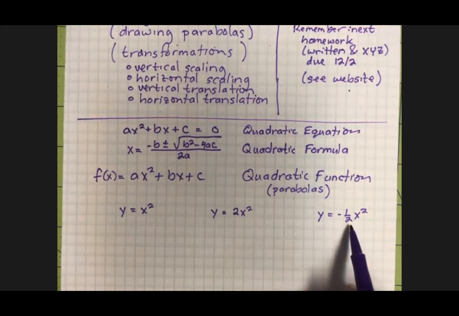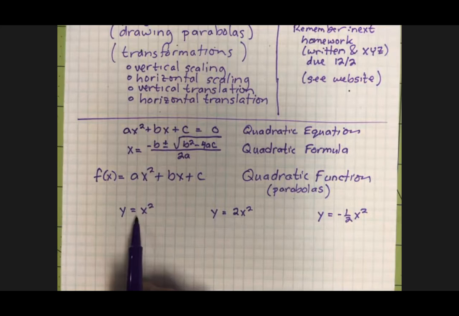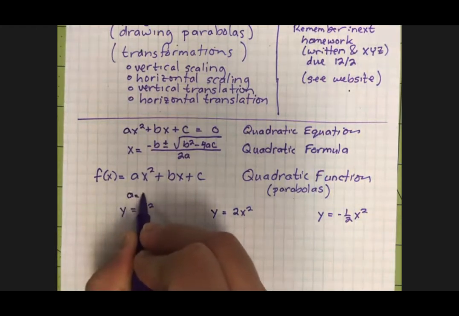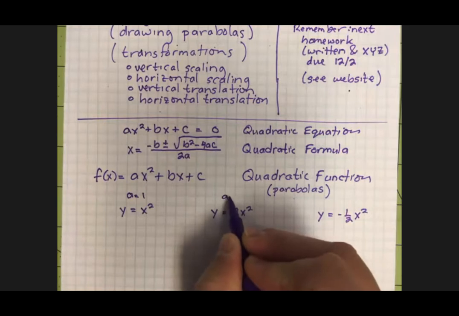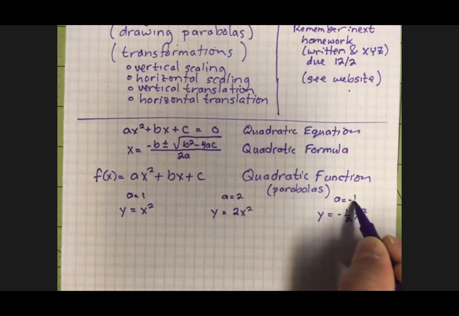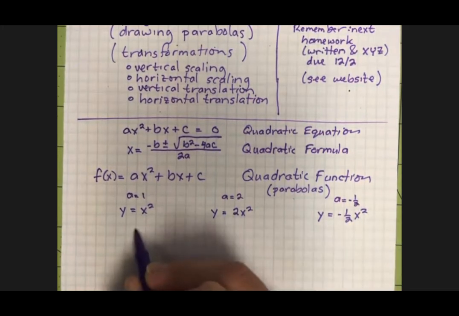The minus 1/2 in front of the x squared, the 2 in front of the x squared, that's obvious. But even here, there is a number in front of that x squared. Don't forget that. The number is 1. So here, the a is 1. Here, the a is 2. And here, the a is minus 1/2. Don't forget that, because that's going to be important in the drawing.